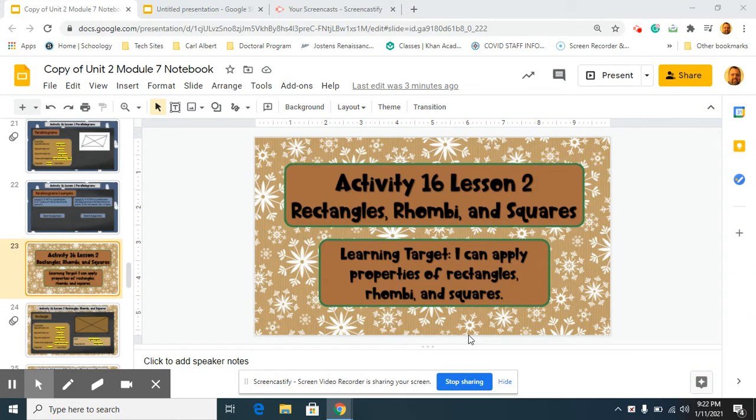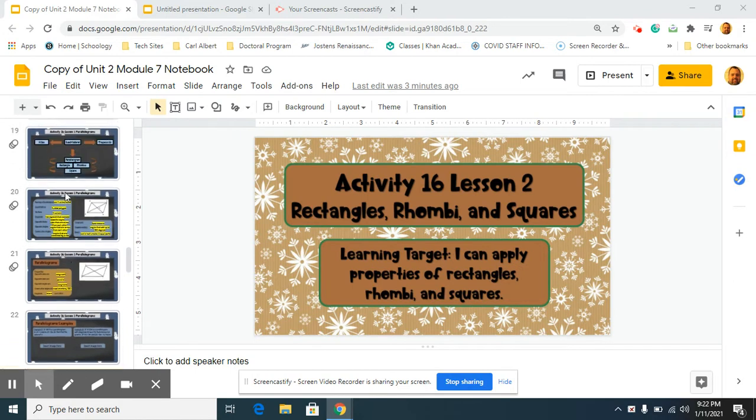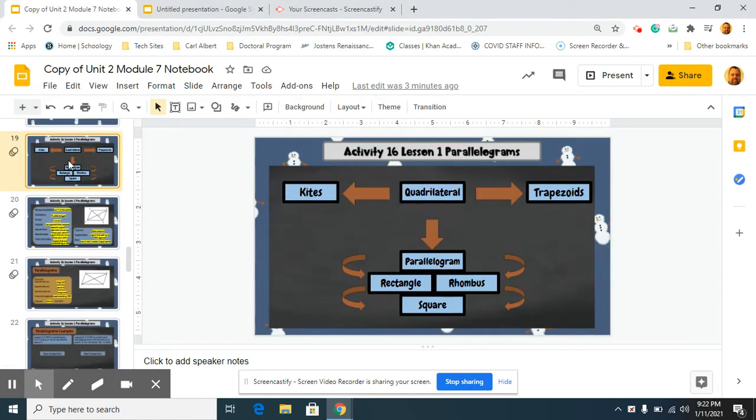Okay, today we're going to talk about rectangles, rhombi, and squares. Now, I want to go back to this beginning picture right here on slide 19. Remember, a quadrilateral is a four-sided polygon, and in the last lesson, we talked about what a parallelogram is. Well, today we're really still talking about parallelograms.